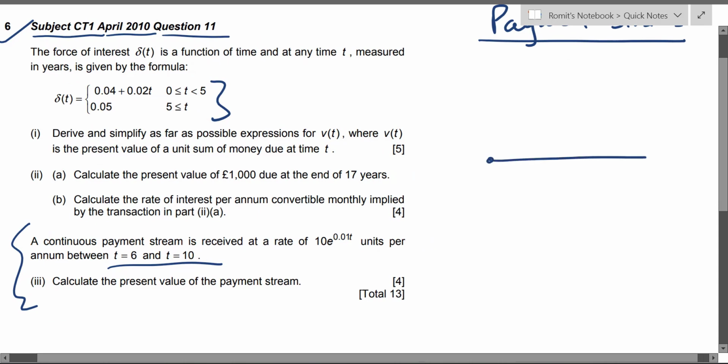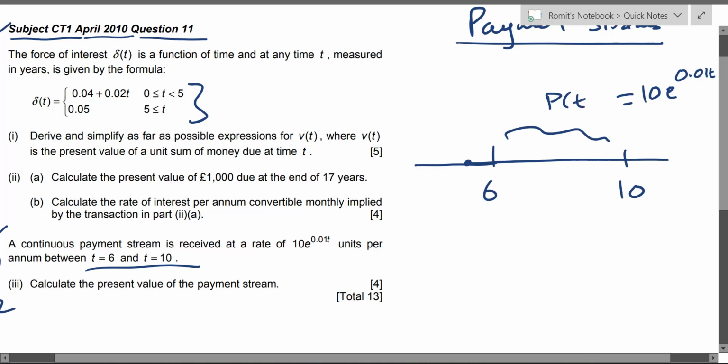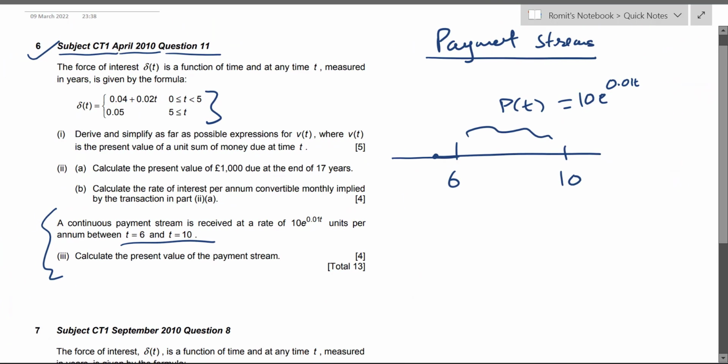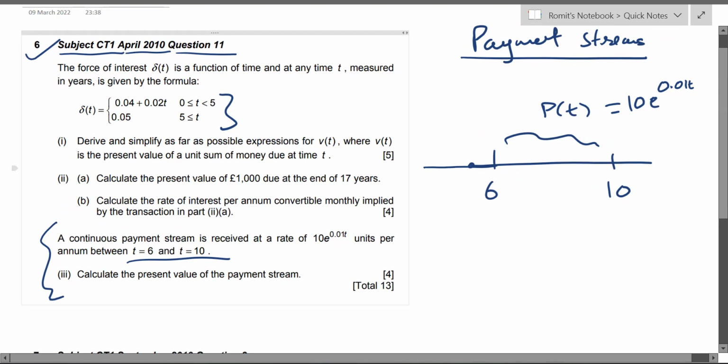So now what is happening is that from time 6 to time 10 you have this payment stream payable. Let's call it rho t. It's being paid at the rate of 10 e to the power of 0.01t. Time 6 to time 10. Now what we need to calculate is the present value of this stream, that is the value at time 0, and we have this force of interest which is given to us. So how will we calculate this?